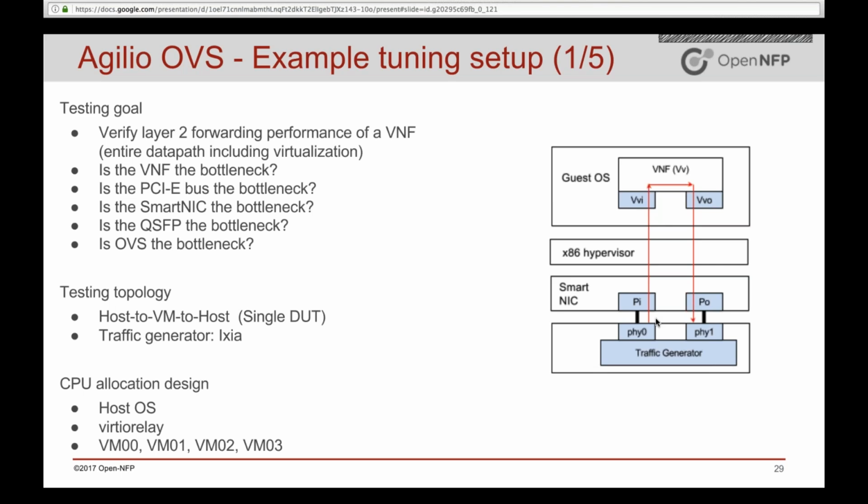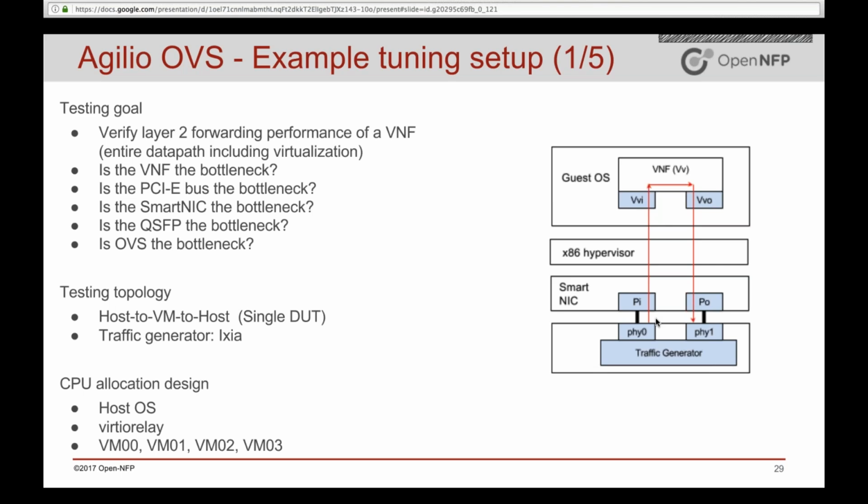So you can see in the topology diagram on the right that we've got the hypervisor included as well. With that, there's a lot of questions that need to be asked. Is the VNF going to be the bottleneck? Is the PCIe bus going to be the bottleneck? Is the SmartNIC going to be the bottleneck? Is the SFP going to be the bottleneck? Or is the Open-NFP switch going to be the bottleneck?